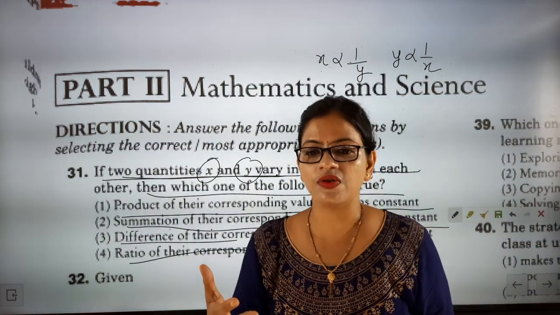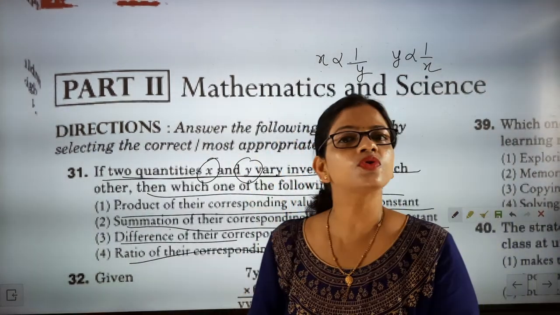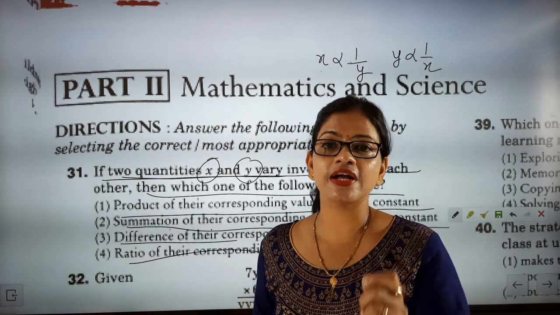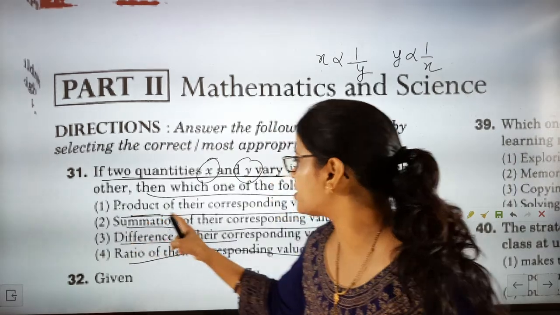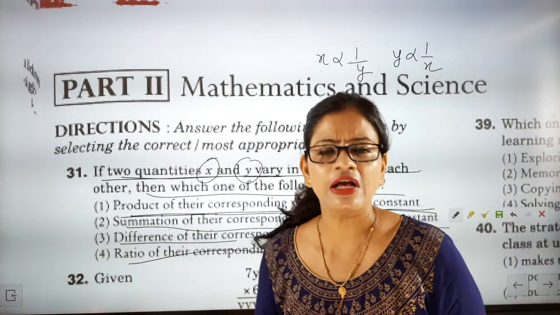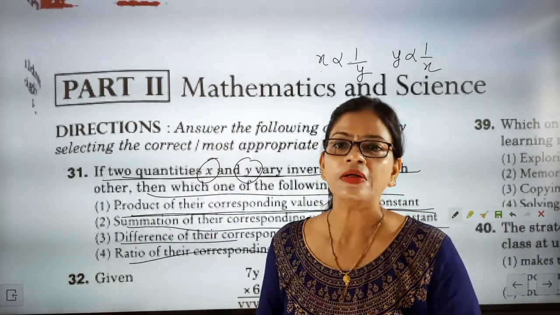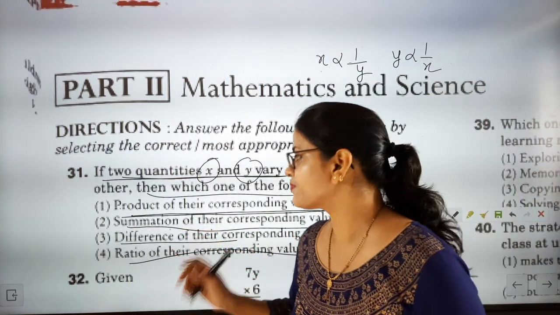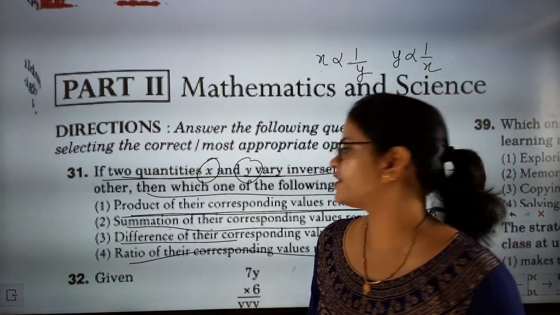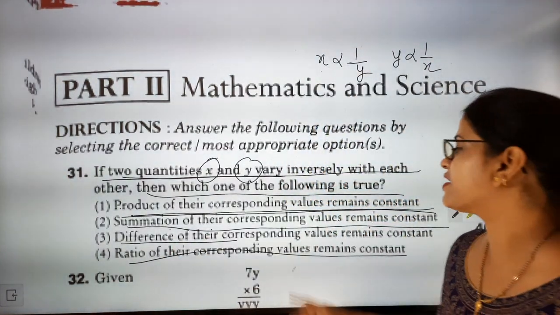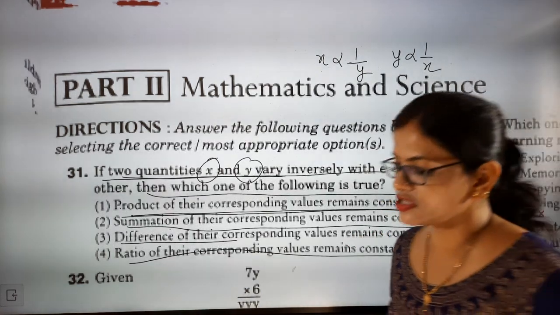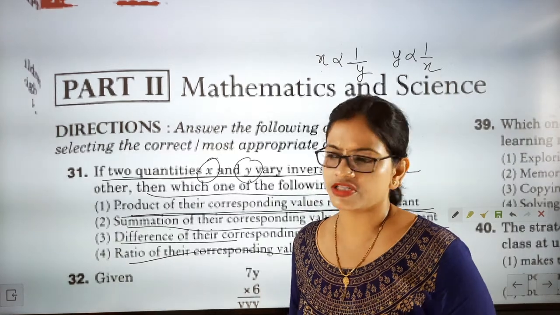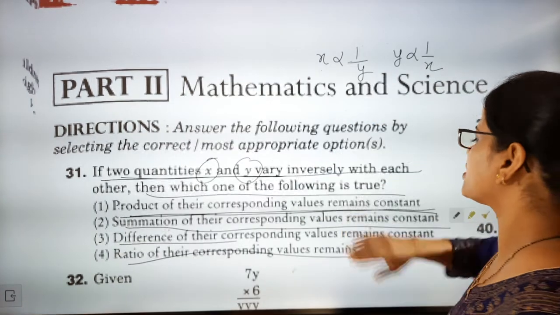When this type of question comes in the examination, you will get totally confused about which part to mark first. The first option is the product of their corresponding values remaining constant, meaning when you multiply them together, the value coming is constant. When you add them, their corresponding values will be constant. When you find the difference, the corresponding value will remain constant. Or when you find the ratio, the corresponding value will remain constant.